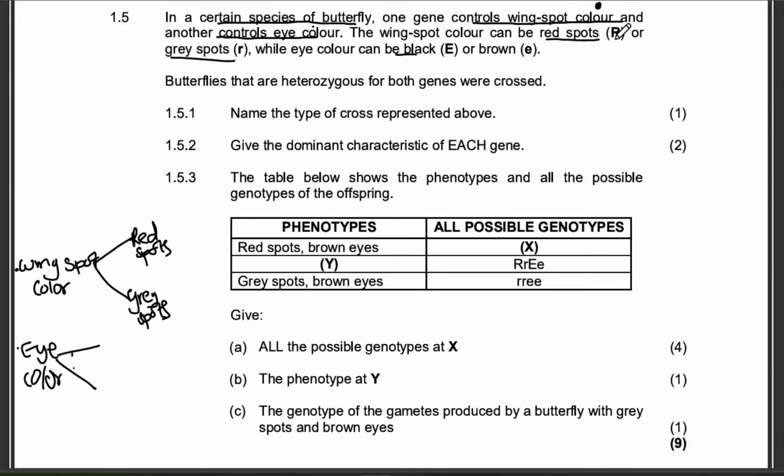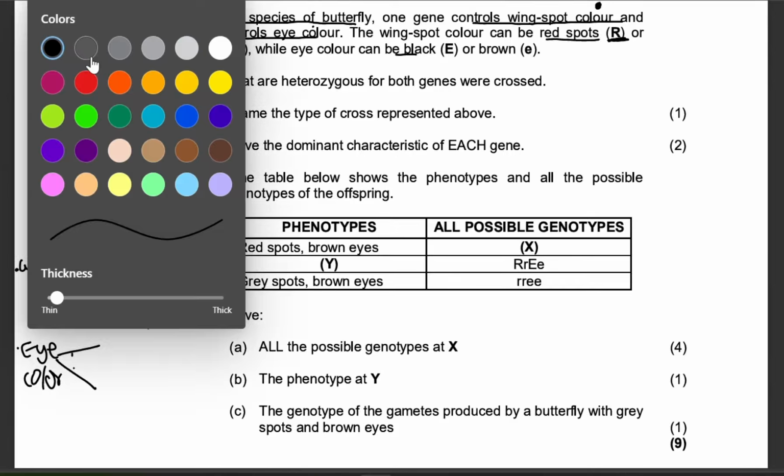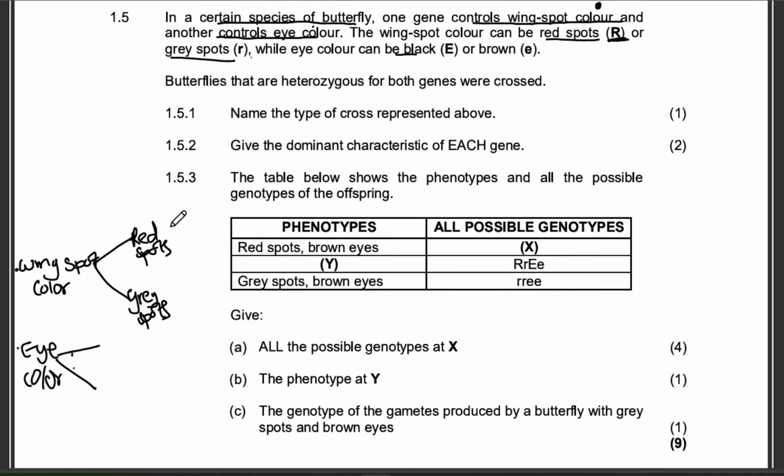So the red spot, as you can see here, received a capital letter R. That is basically telling us that the red spots are dominant. That is the gene that is dominant. And the gray spots received small letter r, basically indicating to us that that is the recessive gene. So red spots are dominant over gray spots.